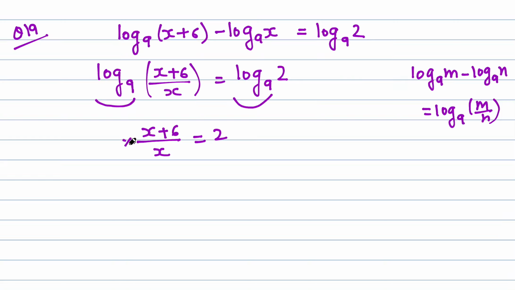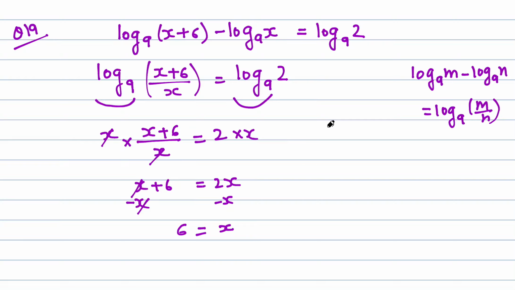Multiply by x on both sides. Right. So x and x cancelled, and x plus 6 is equal to 2x. Subtracting x on both sides. So this is cancelled and 2x minus x is equal to 6. So if x is equal to 6, then these two values are going to be equal.